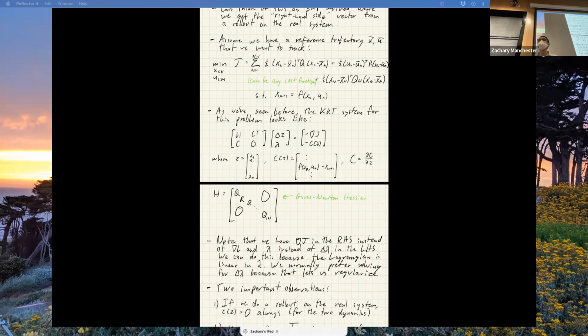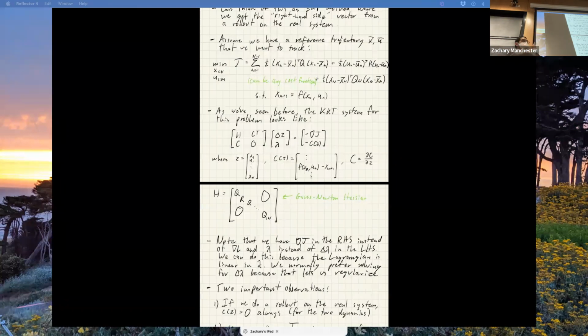Anybody else have anything on this? Yeah. So the lowercase cx, the dynamic constraints, is the nominal model minus the real x from the last iteration or something. So you mean this c vector that I'm defining here?